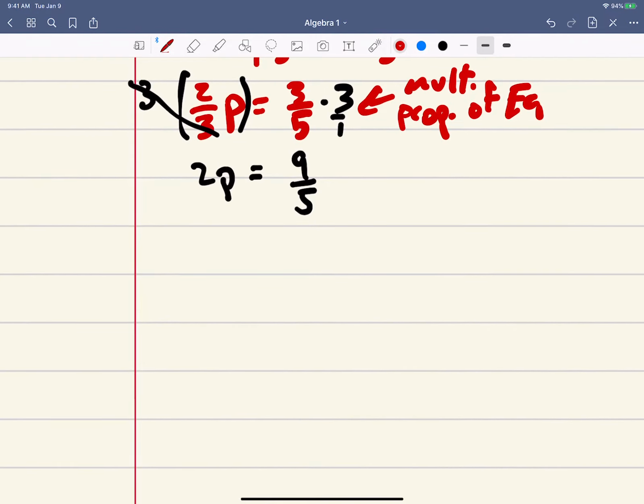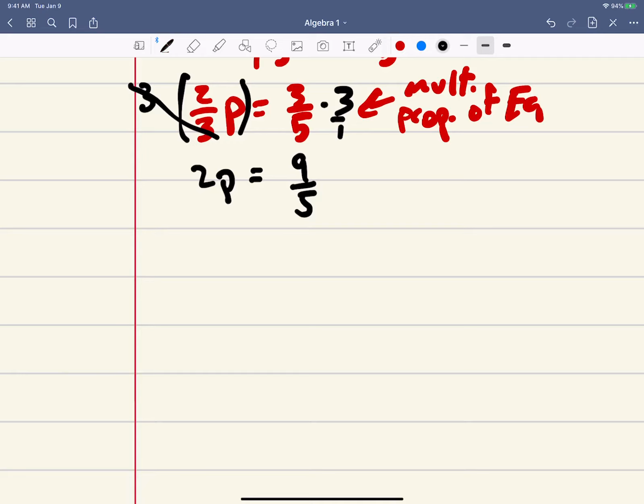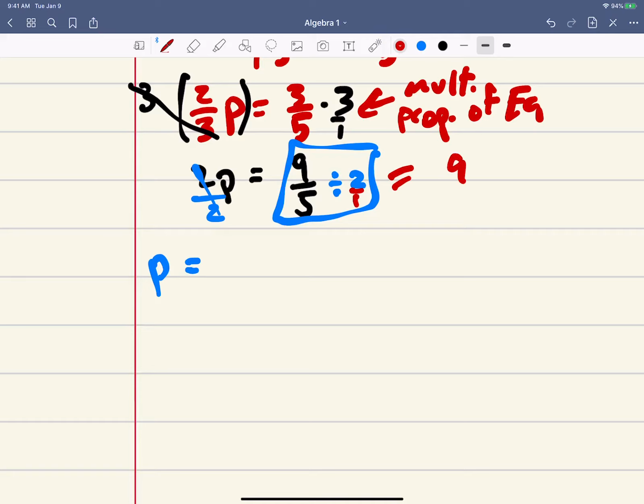Right? And then the last step to get this p by itself, you're going to divide both sides by 2. This is going to go away. This is pretty simple. But remember, to do this, 9 over 5 divided by 2, you're going to keep, change, flip, right? So you're going to put a minus 1. You're going to put over 1 here. And this is going to become 9 over 5.